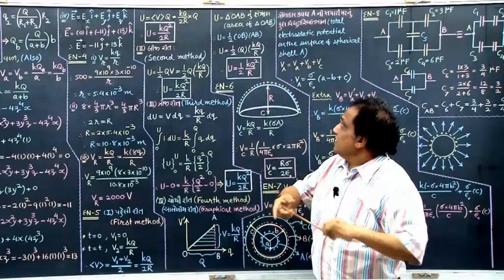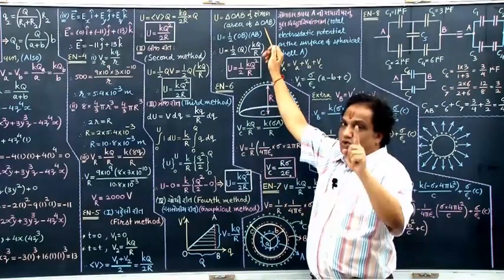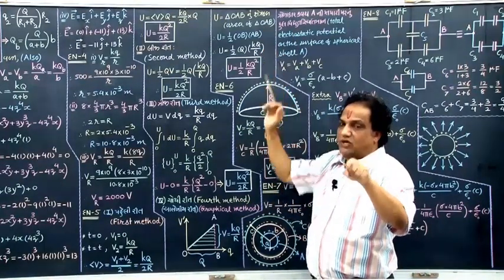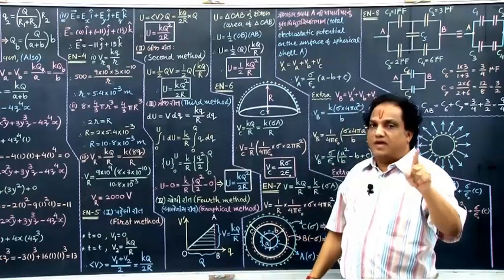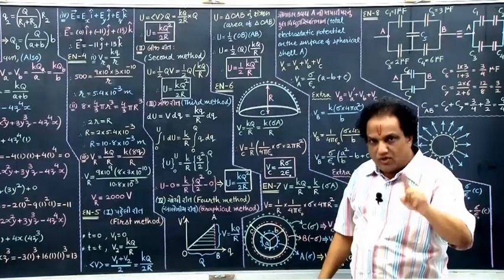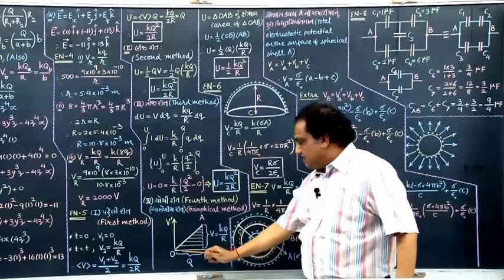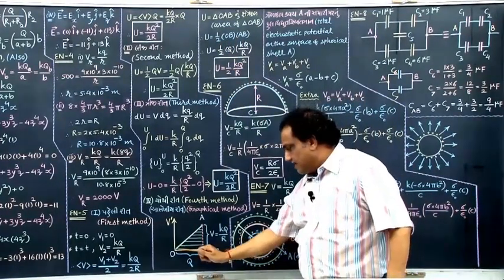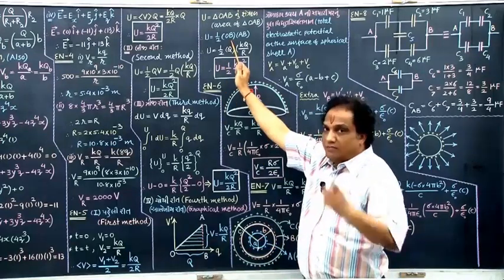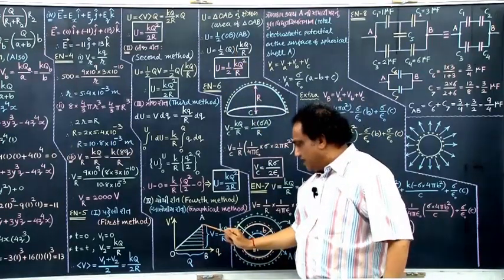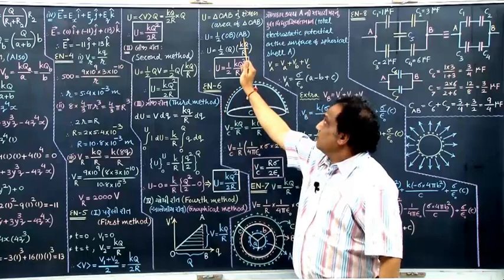Come on, it is the area of a triangle. Don't you know the area of a triangle in words? 1 by 2 into base into height. Base is this much, OB, correct? I am writing here OB. Multiply by height. Height is this much, AB. That height I am writing, okay?